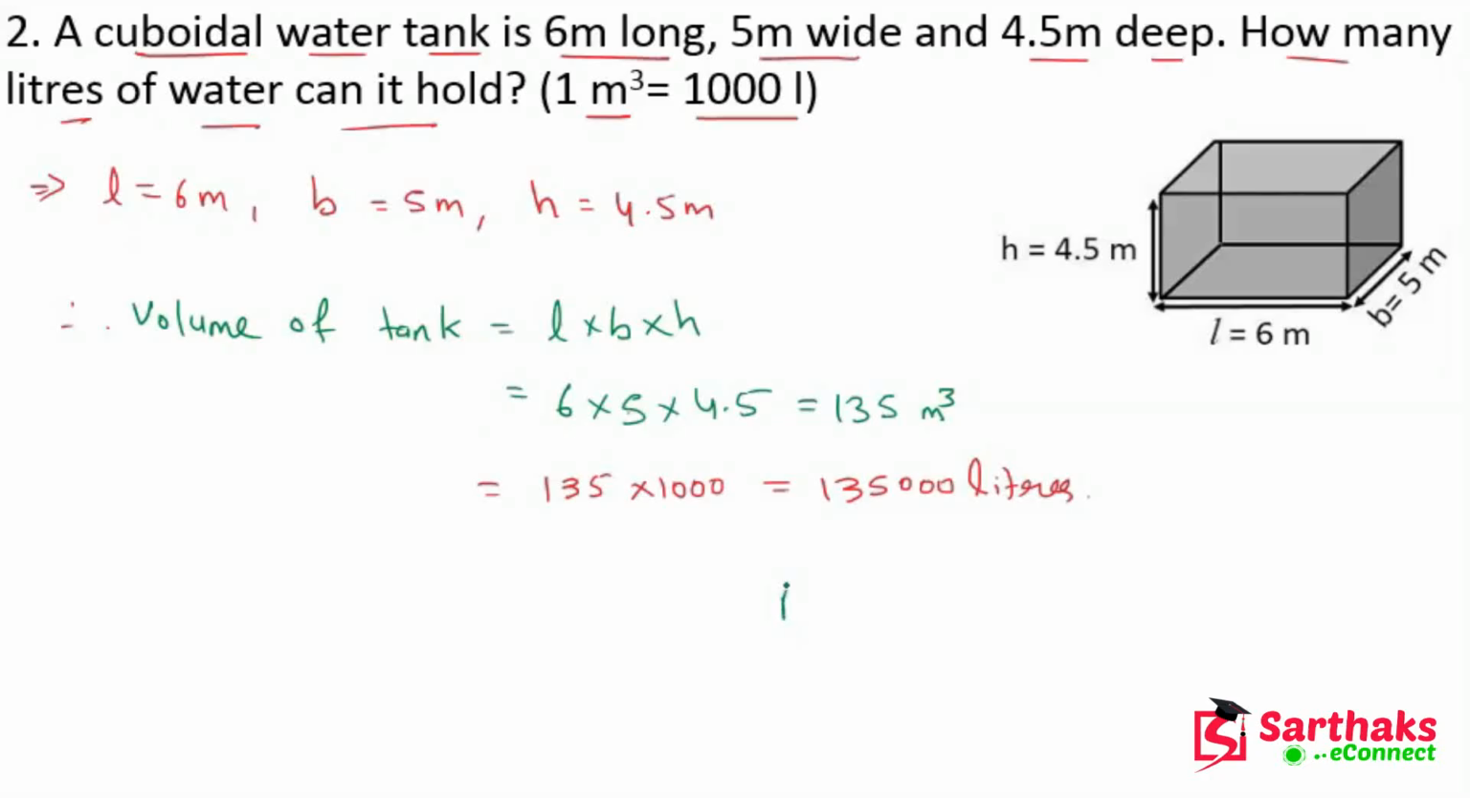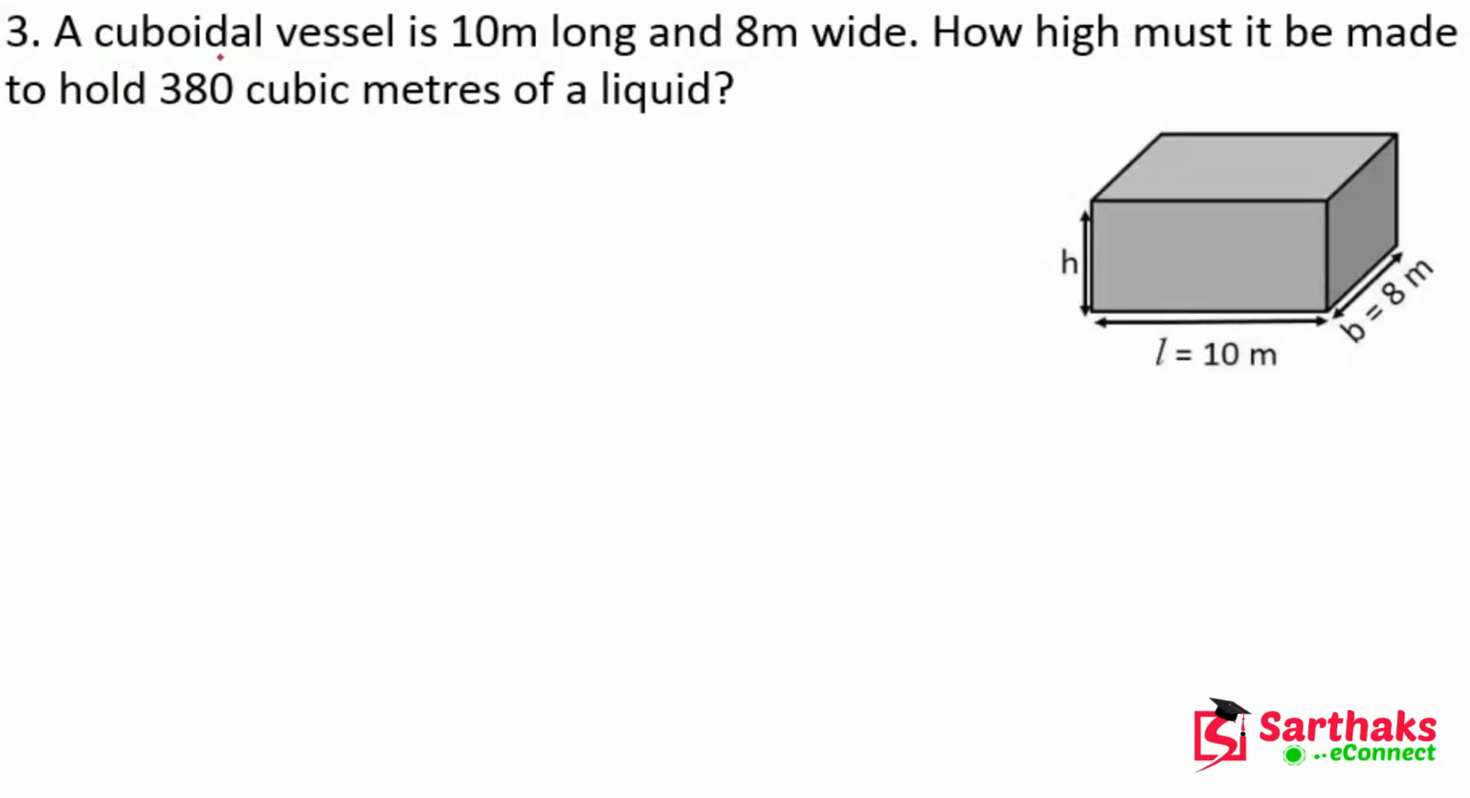Yes, so now let's move on. A cuboidal vessel is 10 meter long and 8 meter wide. How high must it be made to hold 380 cubic meters of a liquid? So now here we have the volume. Cubic meter means this is the volume, and we have to find the height of this cuboidal vessel. So we can easily find it. How can we find it?